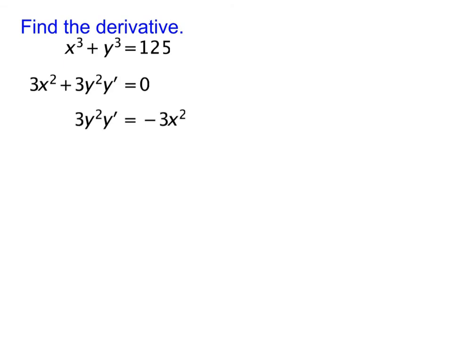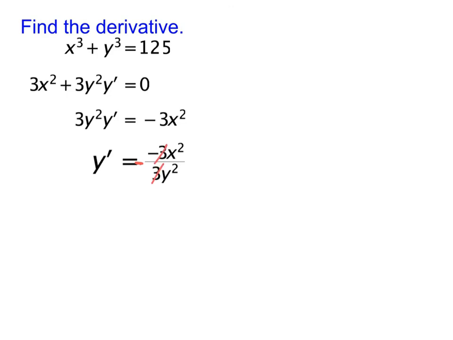And so we subtract the 3x squared from both sides. And then we can go ahead and divide by the 3y squared in order to get y prime by itself. But you notice in this case, it can be simplified a little bit, right? So I can take that negative out front, and I can put it out front of the whole fraction. Of course, the 3's will also cancel out.